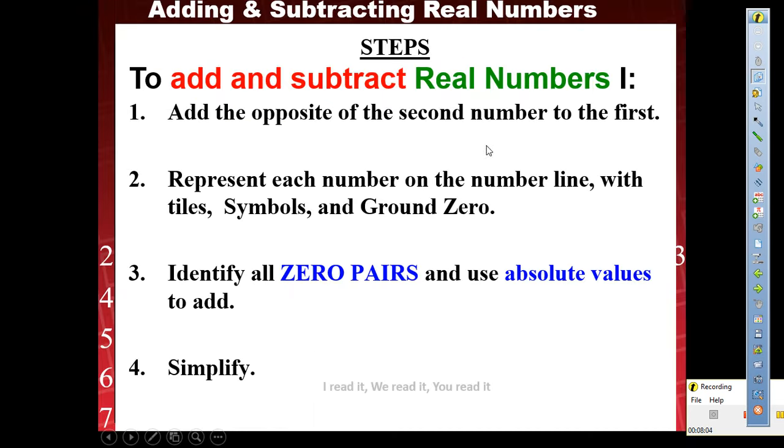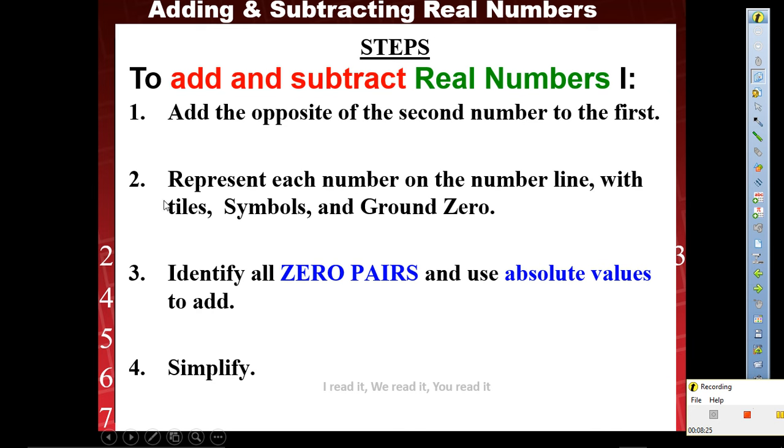Copy this. Number 1, to add and subtract real numbers, I add the opposite of the second number to the first. Number 2, represent each number on the number line with tiles, symbols, and ground zero. Number 3, identify all zero pairs and use absolute values to add. And number 4, simplify. Copy that, please. So as you're finishing up, check this out.